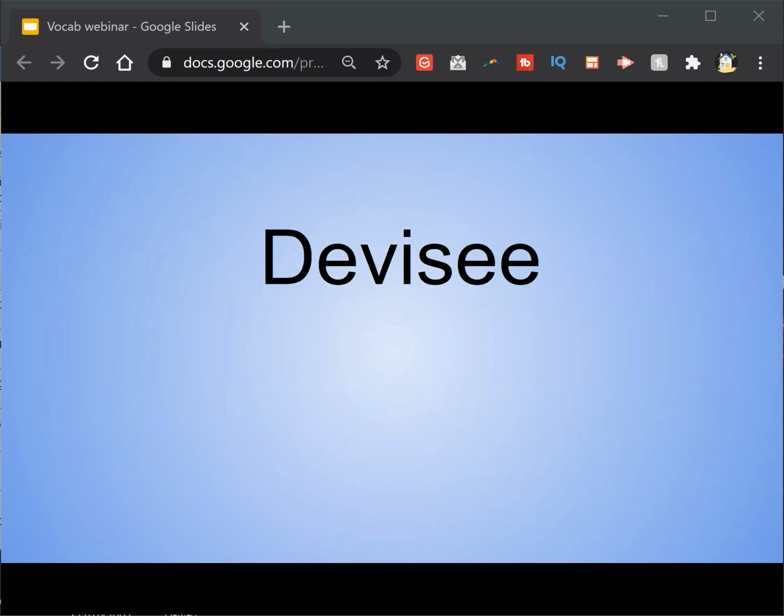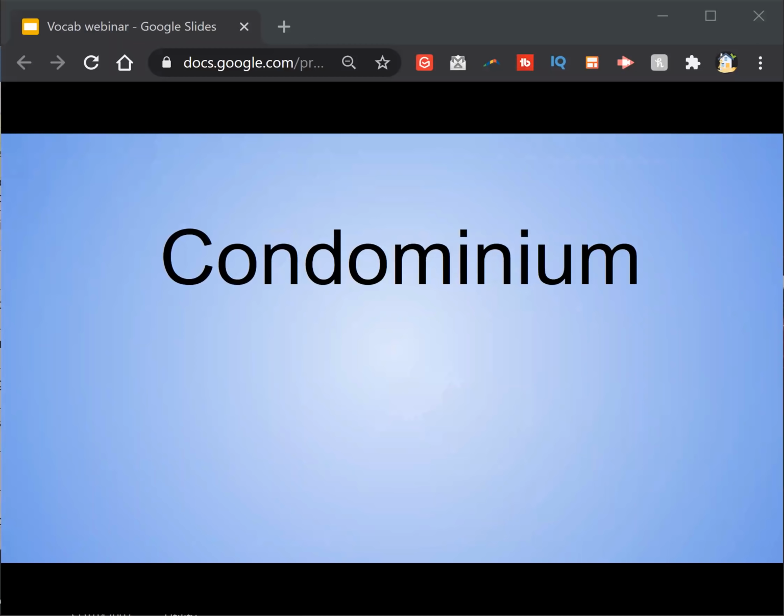So what do you think a devisee is? If OR gives, EE receives, a devisee is someone who receives a devise. So someone who received real property via a will would be a devisee. A devisee is the one who is receiving it. Makes sense? Good stuff. Good to go. What's a condominium?